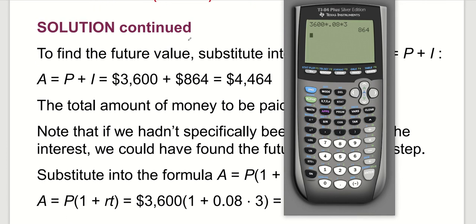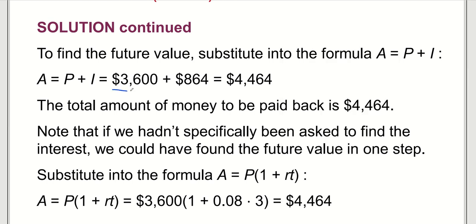To find the future amount, that's A, we just take the principal, we add to it the interest. The initial amount borrowed was the $3,600. We computed the interest as $864. And so the future amount of the loan is going to be the sum of those two. That should be $4,464.